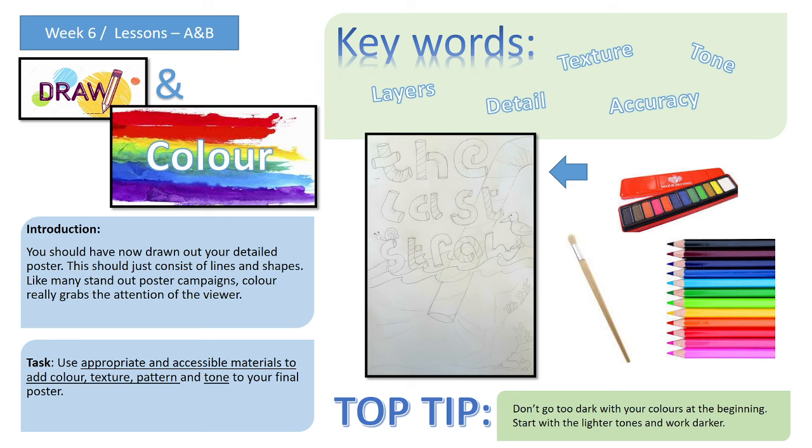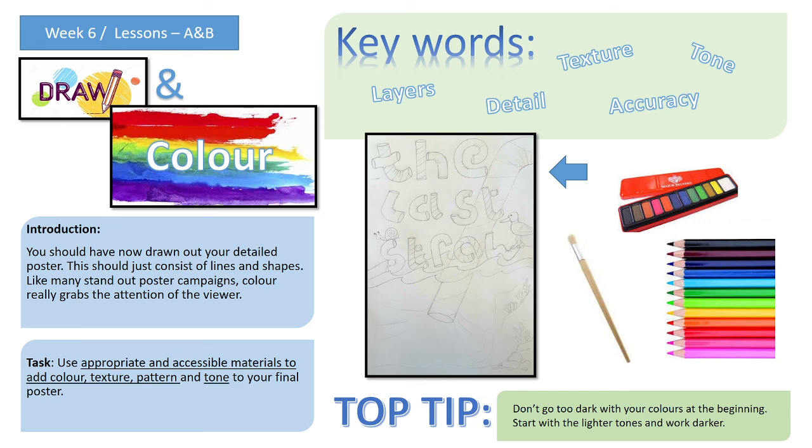As you can see, I've got my drawing from last time and where I ended up with my pencil drawing, again, just looking at shapes and lines, no shading in there or anything. And then just on the right-hand side is a list of things that I'm going to use. I'm going to use watercolours, a brush and some pencil crayons. Like I said, you may only have felt tips, you may only have pencil crayons, you may be lucky to have watercolours and poster paints. If you have, use them, but again, use what you can.